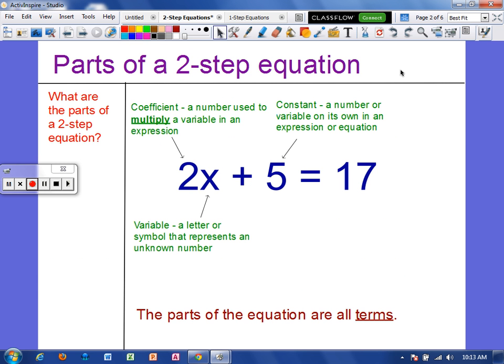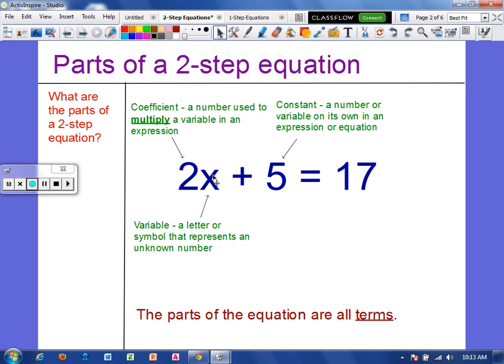All right, let's look at the parts of a two-step equation. We know that the letter is the variable, and that just stands for whatever we don't know. We know that the number standing alone is the constant. And now we have a new term. This is the coefficient. And this is the number that you see right in front of the variable.